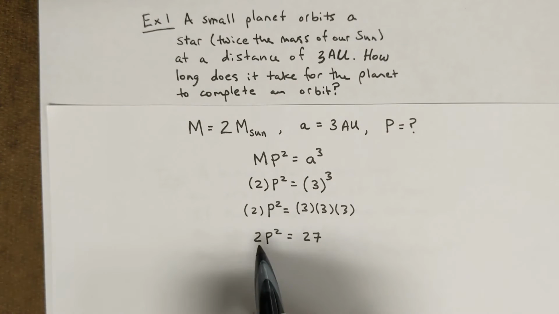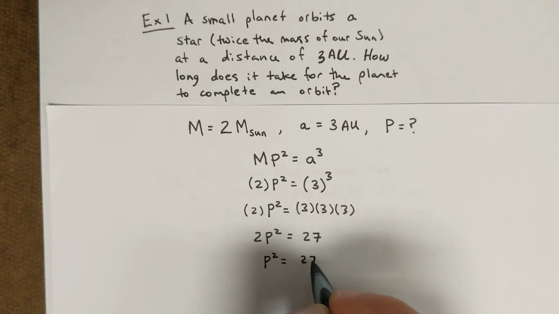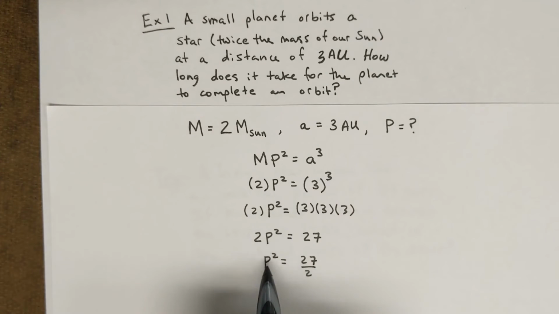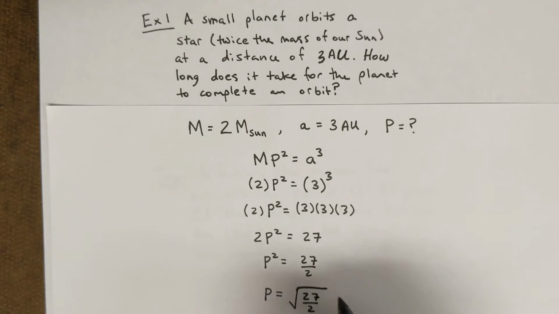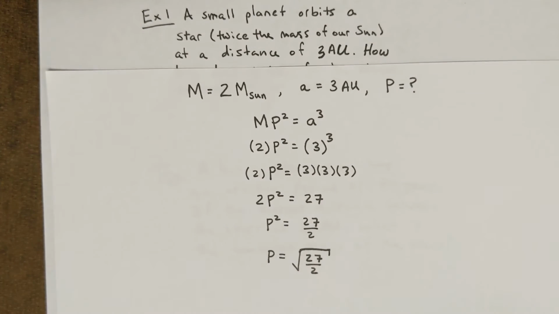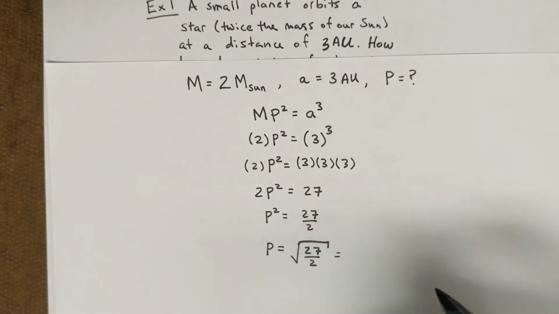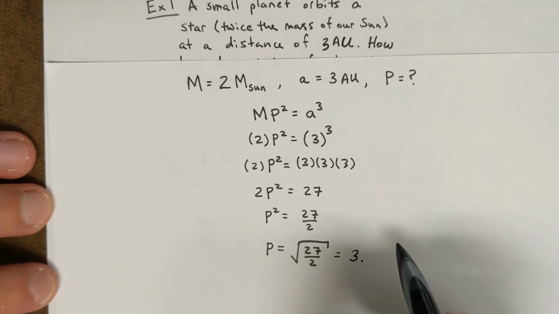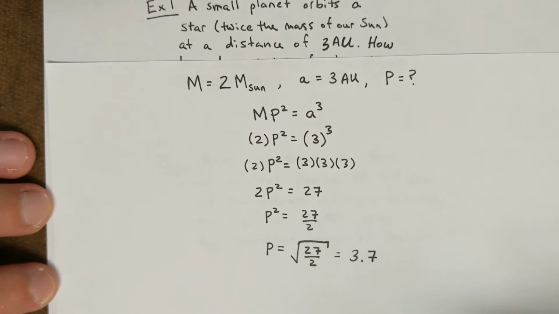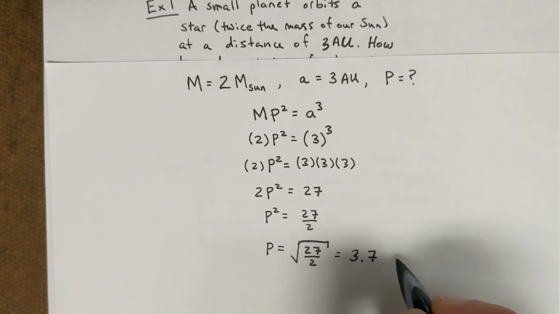And then we're trying to solve for P, so let's divide both sides of the equation by 2. P squared equals 27 over 2. We're not interested in P squared, we're interested in P, so we have to take the square root of both sides to undo that square. So P is equal to the square root of 27 over 2. We should plug that into the calculator to see what that comes out to. 3.7. And our units are going to be Earth years.